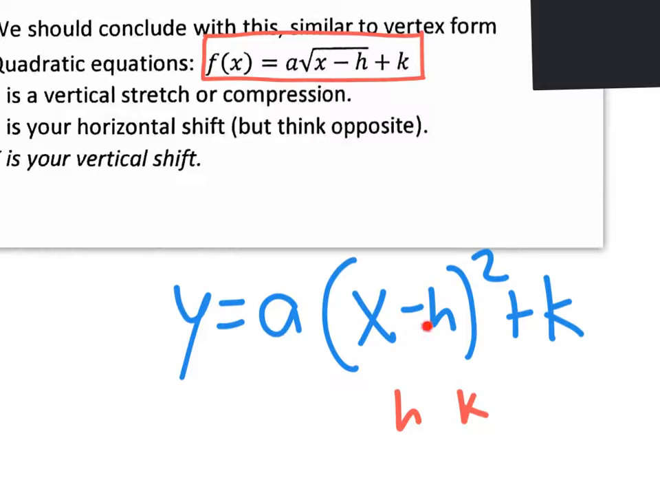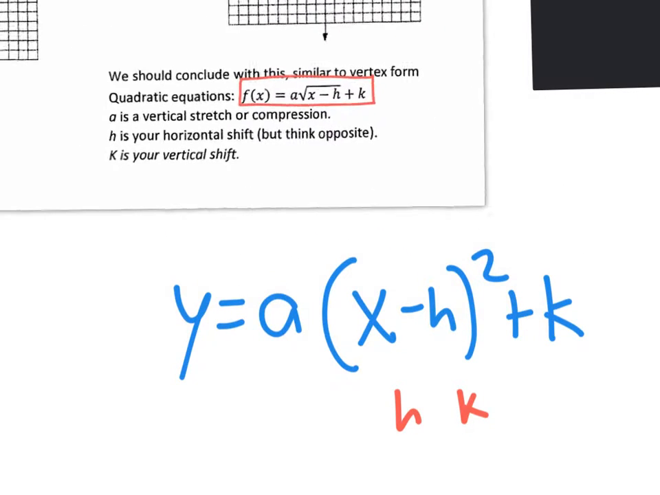Same thing here. The h is inside parentheses with x. Even though there's no parentheses, there's a square root, and h is inside that square root, kind of like if it were parentheses with an x, and you have to think opposite on h, and you take k for what it is. And just like vertexes of parabolas, the h and k is the most important point of a square root function because it's the point where it begins, right? That beginning point is the most important point of a square root function because that's what you're going to use when you identify domain and range. As a matter of fact, I forgot to mention that.